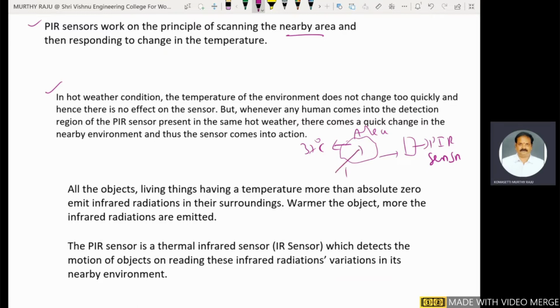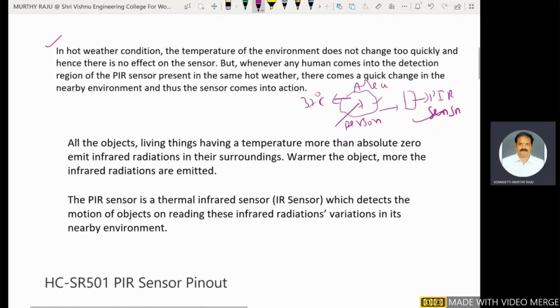But whenever a human comes into the detection region of the PIR sensor present in the same hot weather, there comes a quick change in the nearby environment, and thus the sensor comes into action. Whenever a living person moves into that area, the temperature conditions change. Such actions are recognized by the PIR sensor.